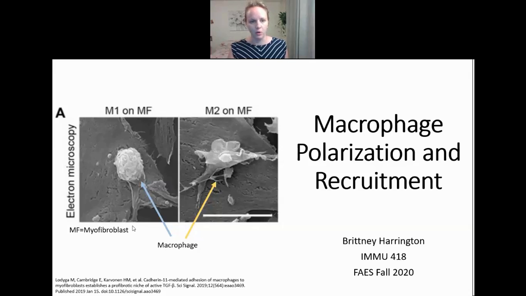Both are on these myofibroblasts, the activated fibroblasts, which are massive, by the way. But the macrophages phenotypically look different when they're polarized to their M1 phenotype versus their M2 phenotype, as demonstrated by this image.